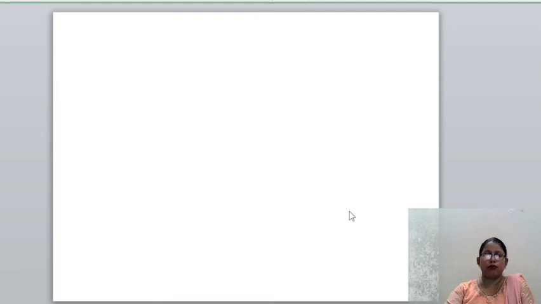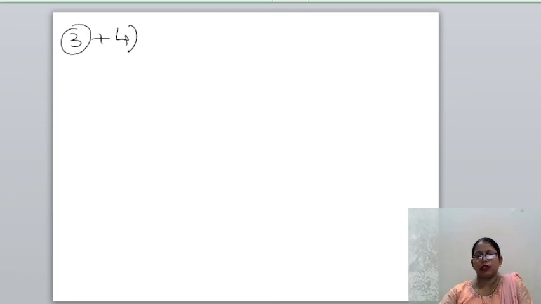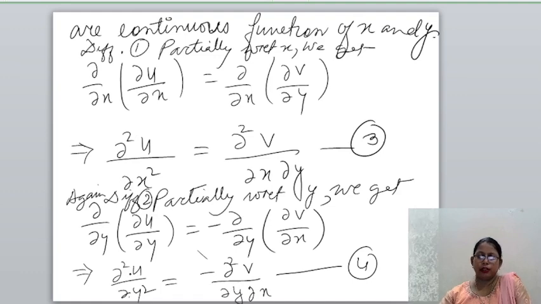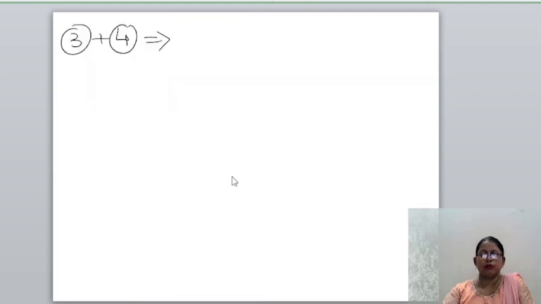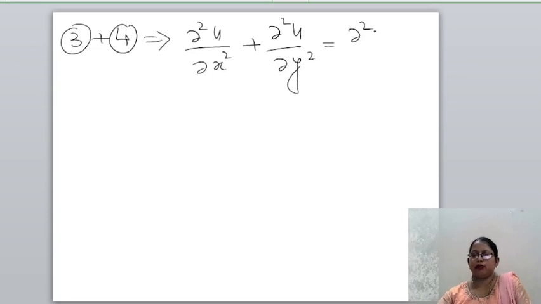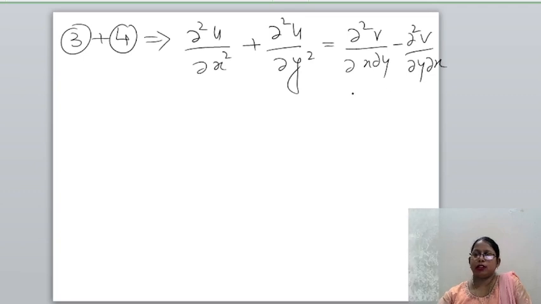Adding 3 and 4, we get 3 plus 4 implies, now add this equation with this equation, that is left-hand side with left-hand side, right-hand side with right-hand side, we will get this one. Del 2u del x2 plus del 2u del y2 equals del 2v del x del y minus del 2v del y del x.